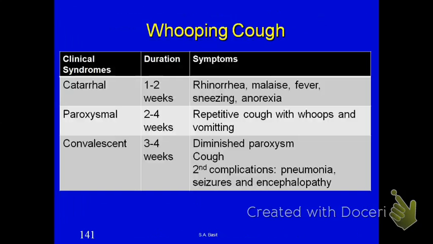Okay, and then the paroxysmal stage would last for about 2 to 4 weeks. Then eventually, 3 to 4 weeks after, there would be diminished paroxysm, diminished coughing, and that's the convalescent or recovery. But if you're not able to recover, you'll have complications, and this would include pneumonia, seizures, and encephalopathy. Encephalopathy, by the way, is dangerous because this now already involves the brain.